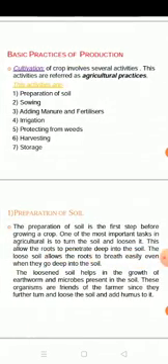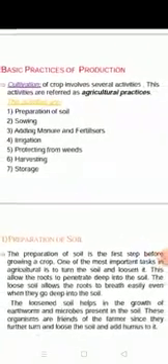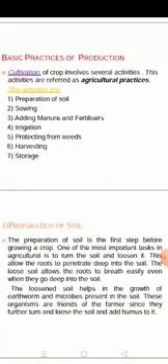Now, basic practices of production. The cultivation of crops involves several activities. Cultivation means to grow crops in a field. When you sow the seeds in a field and they grow up as plants, that is called cultivation of crops. These activities are referred to as agricultural practices.